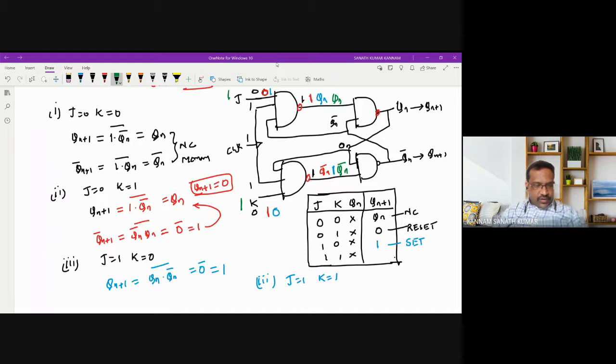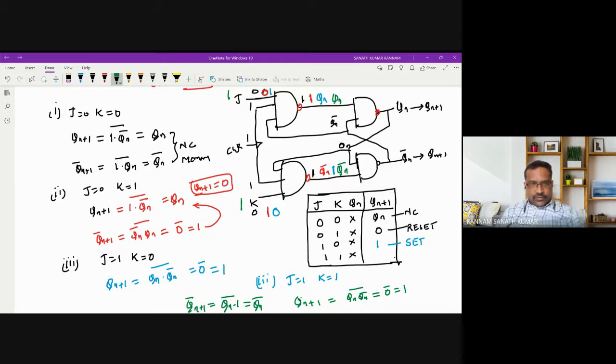So Qn plus 1 equals Qn into Qn bar whole bar. This is equal to 0 bar, which is equal to 1. And next, Qn plus 1 bar is equal to Qn into 1 whole bar, which is Qn bar.